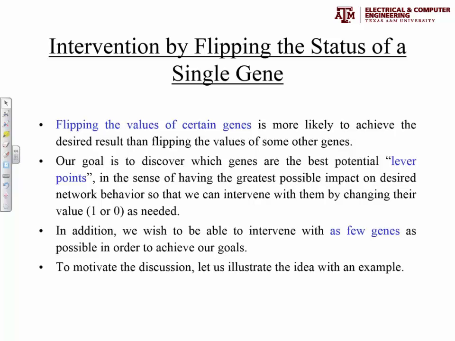So let's say we have these irreducible subchains, and something got stuck in a bad subchain. You want to get it out of there, and let's say you have a number of genes that you can intervene with. You can change some genes from 1 to 0, or 0 to 1, and there are a number of them. The question becomes, which one are you going to use to maximize your chances of getting out of that bad state? Flipping the values of certain genes is more likely to achieve the desired result than flipping the values of some other genes. So our goal is to discover which genes are the best potential lever points, in the sense of having the greatest possible impact on desired network behavior, so that we can intervene with them by changing their value to 1 or 0 as needed.